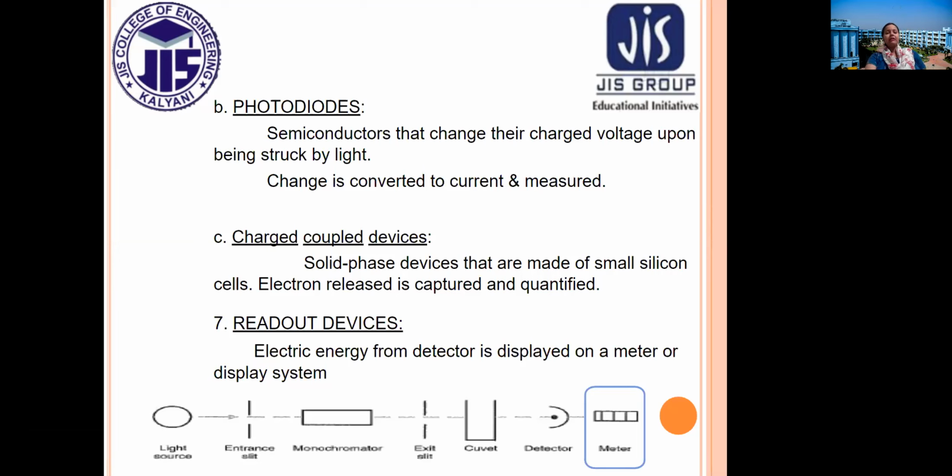Photodiodes are semiconductors that change their voltage upon being struck by light. The change is converted to current and measured. And the last one is charge coupled devices: solid phase devices that are made of small silicon cells. The electron released is captured and quantified. Last is the readout device. Electric energy from the detector is displayed on a meter or display system. So this is the last part, the readout device.